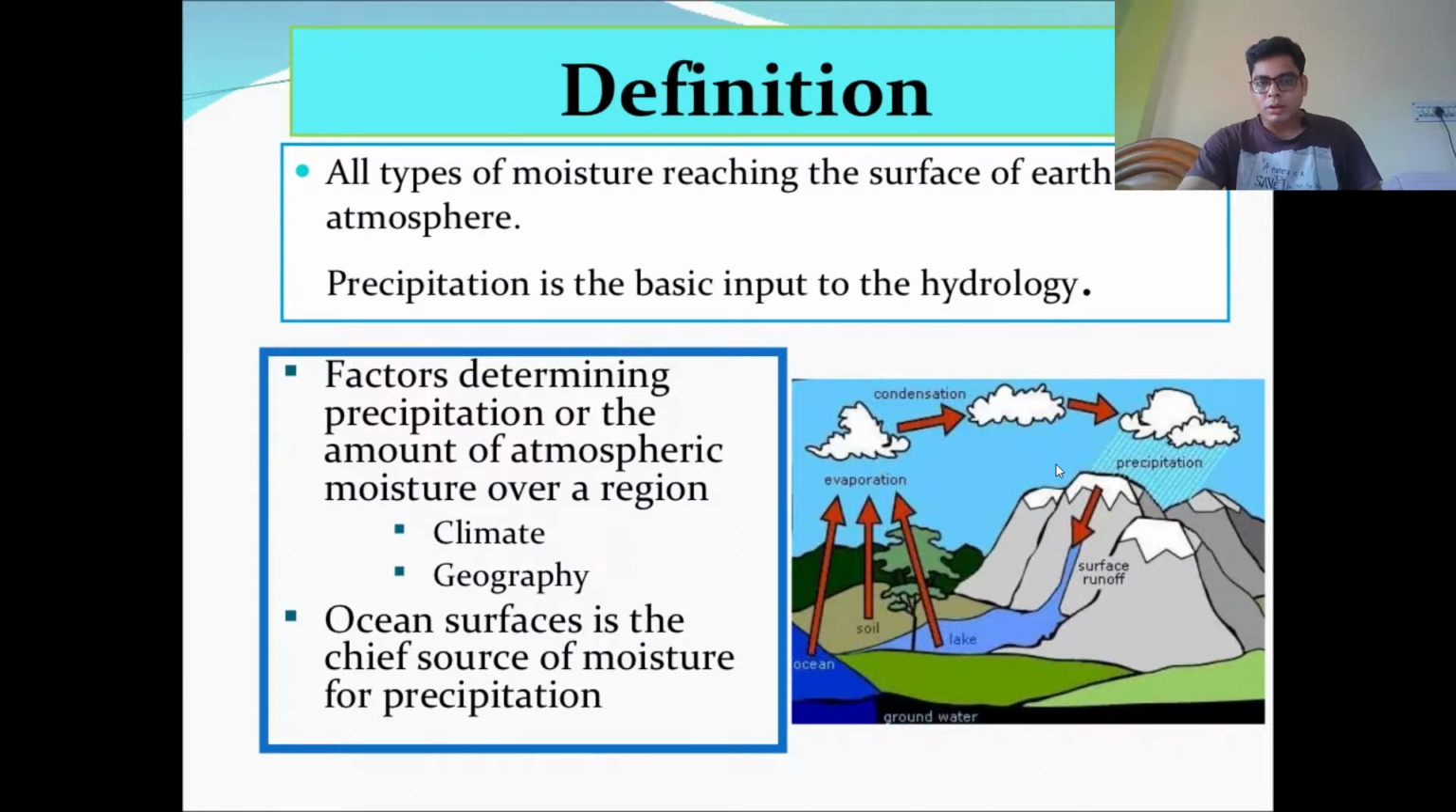What are the factors? The factors that determine precipitation are climate as well as geography, and the ocean surface, the source of the moisture that produces this precipitation.